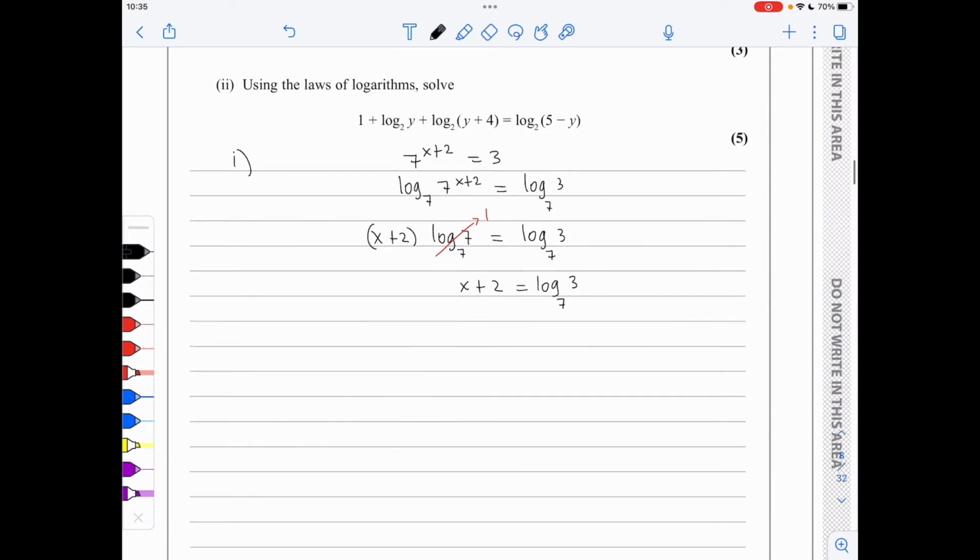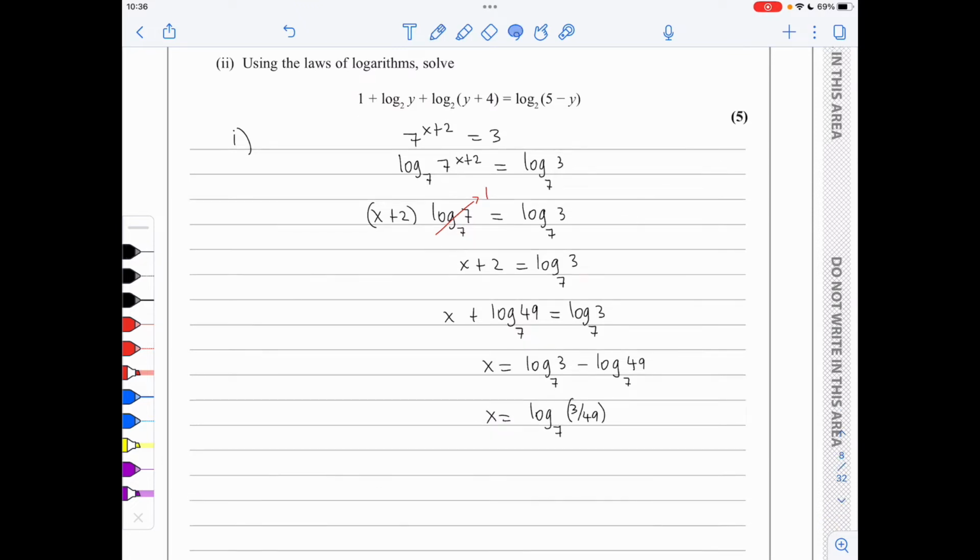I know that I need to end up with one logarithmic expression, so what I could do is write 2 as log of 49 base 7, because 49 is 7 squared, and this is equal to log of 3 base 7. So x is log of 3 base 7 minus log of 49 base 7, and therefore x is log of 3 over 49 base 7.